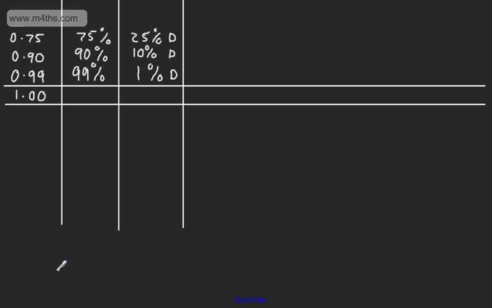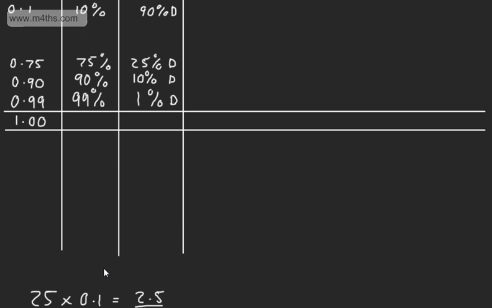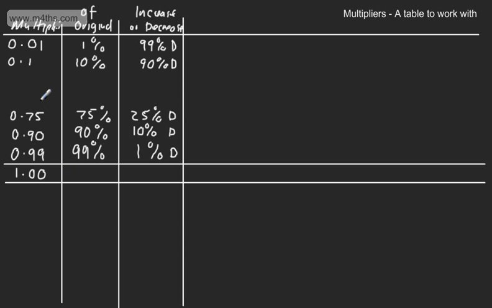So if we look at that down here, if I was told to now decrease £25, we would have 25 multiplied by 0.1. This would give us now 2.5, and what we've done is decreased this by 90%, or we found 10% of the original.